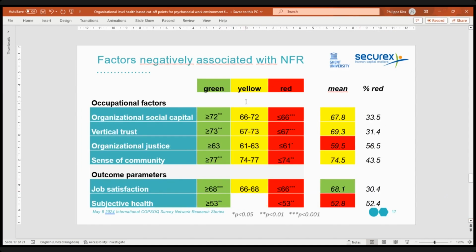And these are the final ones. Again, negatively associated, meaning these factors need to be as high as possible. Cutoff points for the red ones, cutoff points for the green ones, and the yellow ones. And here, when you look at the mean values of the 191, a first green field occurs. That's for job satisfaction. It's only borderline, 68, 68.